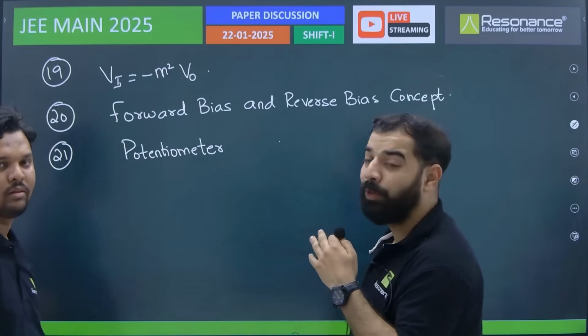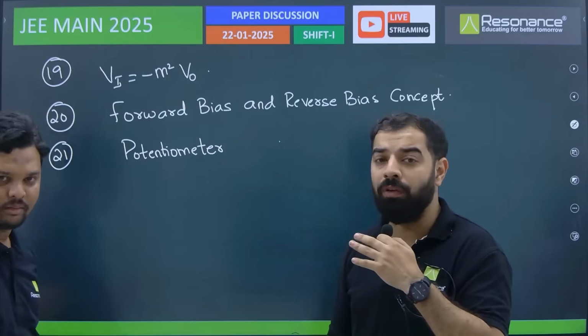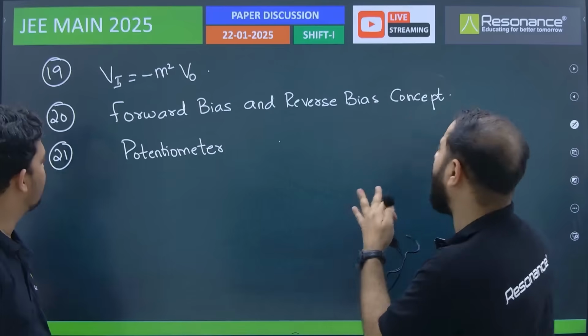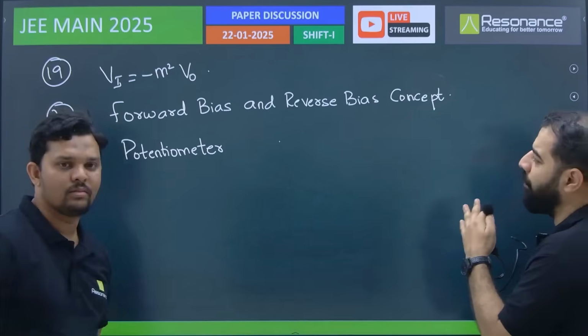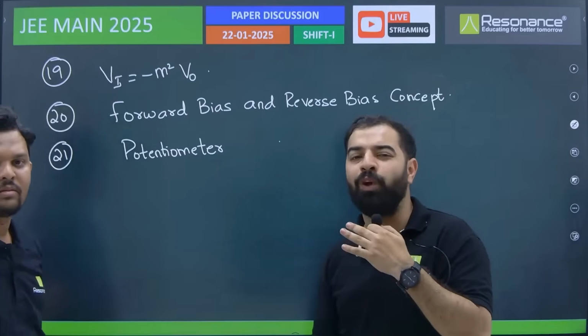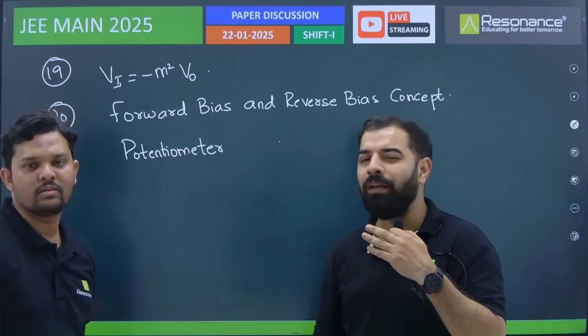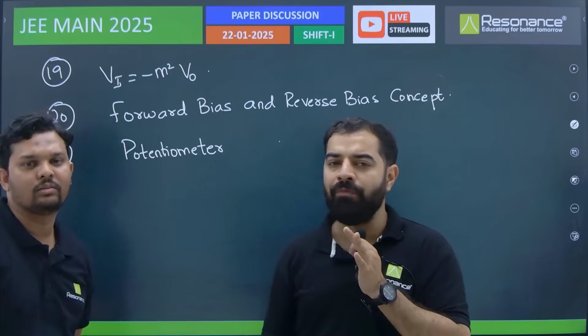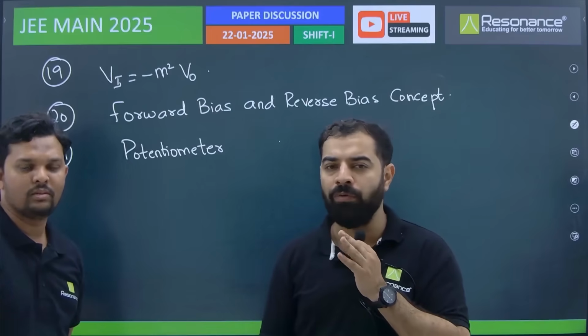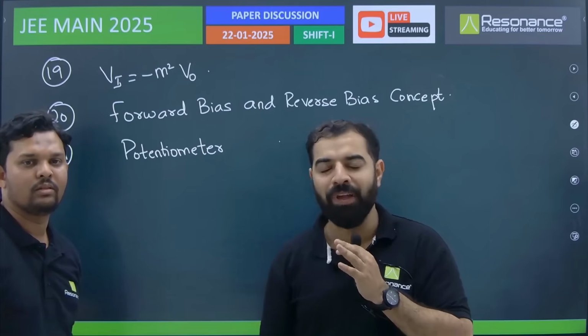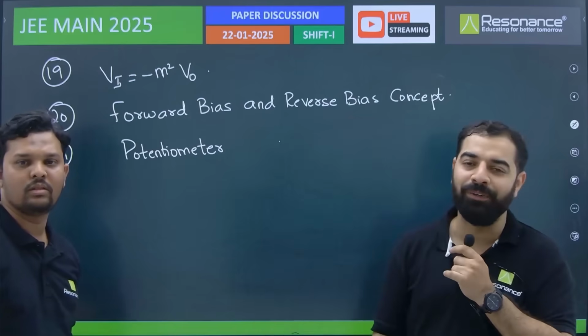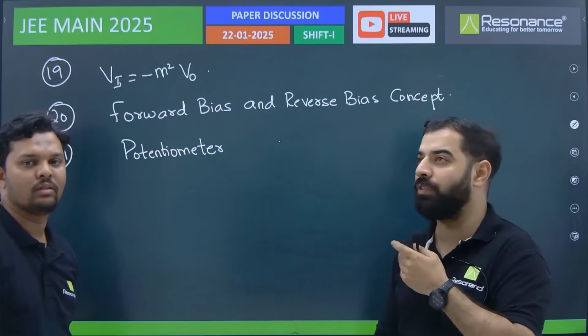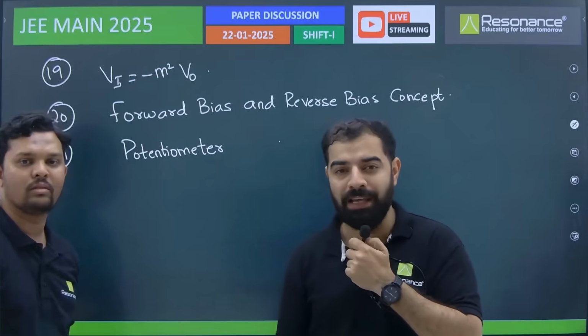Vi with respect to pole equals minus m square Vu with respect to pole. And there was one question from semiconductor based on basic concepts of forward bias and reverse bias. We have named it potentiometer, but actually it is not potentiometer, only somewhat relevant to it. There was one question covering all this, and one more question which sir covered based on KCL.